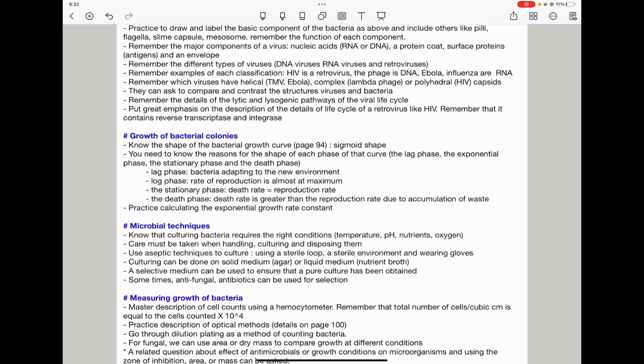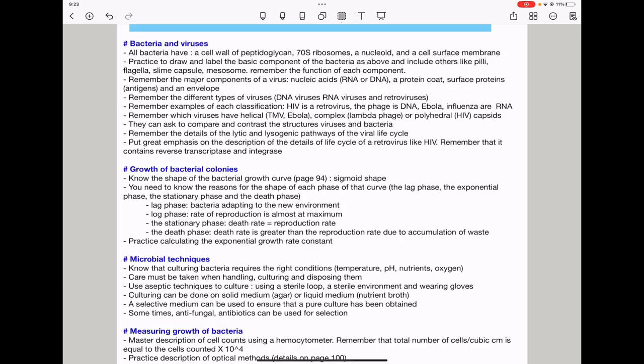We have the log phase. This phase, you call it sometimes exponential phase, is where the rate of reproduction is almost at a maximum. There is the stationary phase. In this phase, the death rate is equal to the reproduction rate. And then we have the death phase, where we see the death rate is greater than the reproduction rate. And this could be due to accumulation of waste, decrease of nutrients, as well as competitions for space. Practice calculations relating to the growth rate constant.